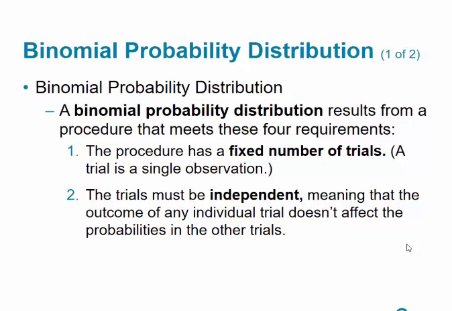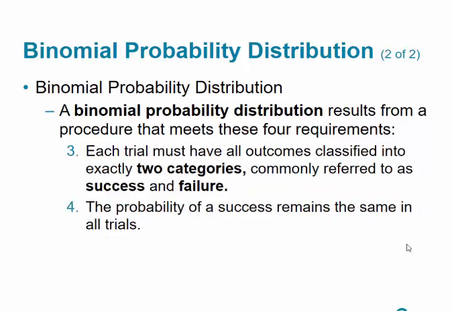Remember when we did a probability distribution, we had three requirements. This one has four. The first one is that there's a fixed number of trials. That means, for example, if I were to flip a coin 10 times, that would be the number of trials. That is one single observation, my 10 flips. The trials must be independent, meaning that the outcome of any individual trial doesn't affect the probabilities in the other trials. So in other words, if I flip a coin 10 times, the probability of getting tails is 50% every single time. And then number three, each trial must have all outcomes classified into exactly two categories.